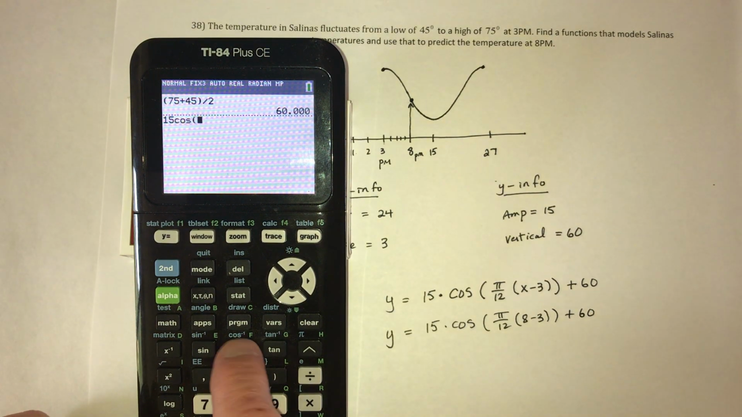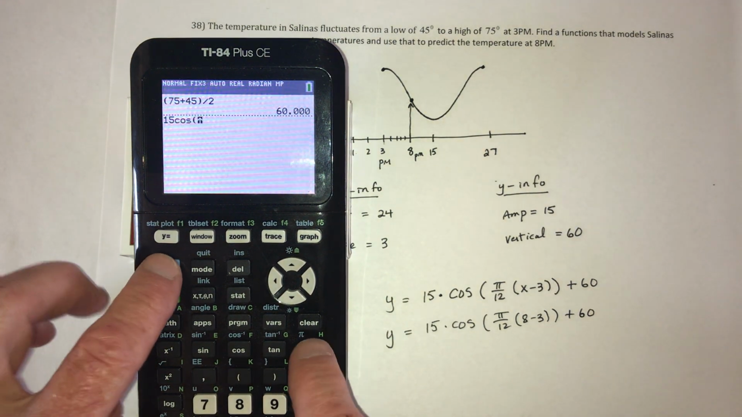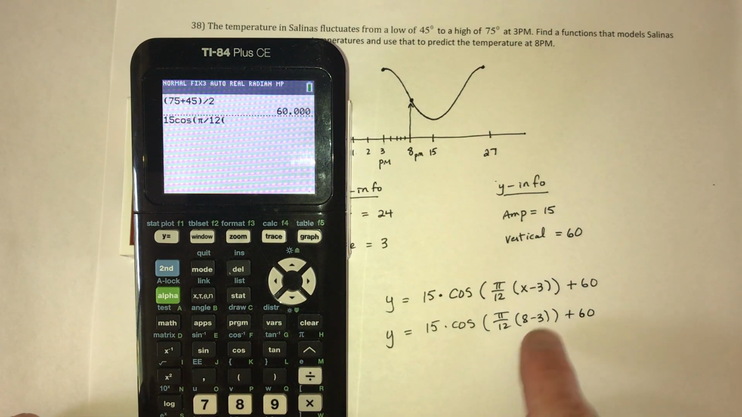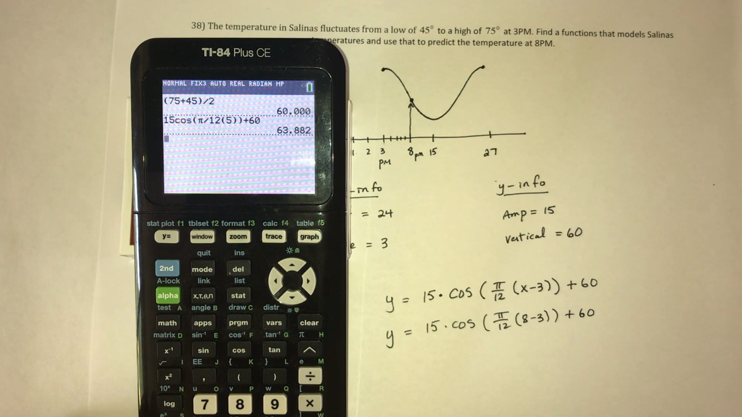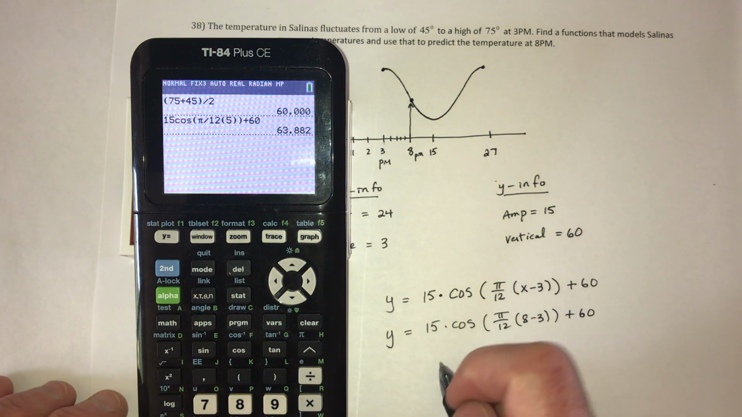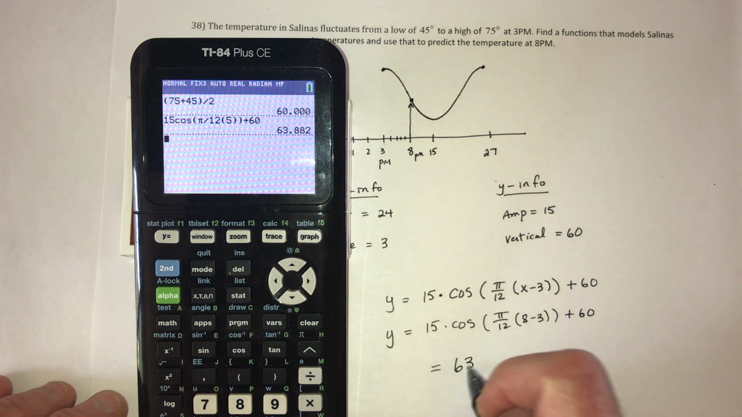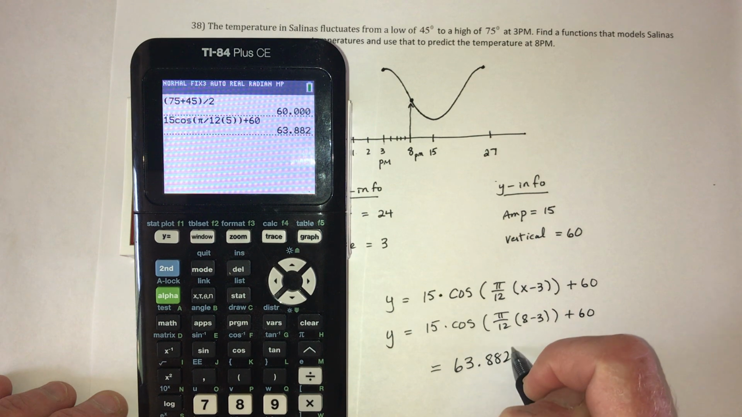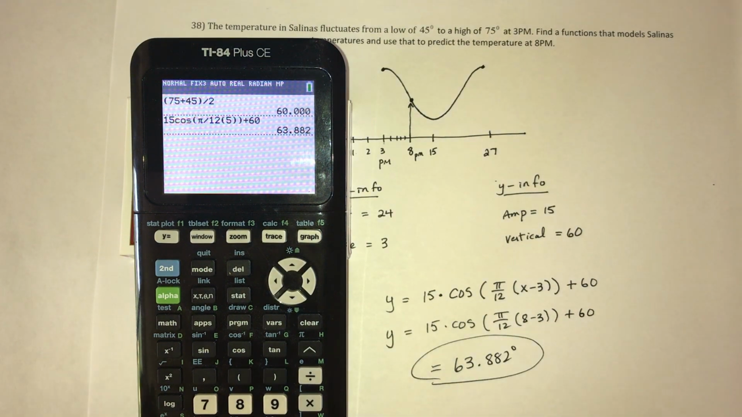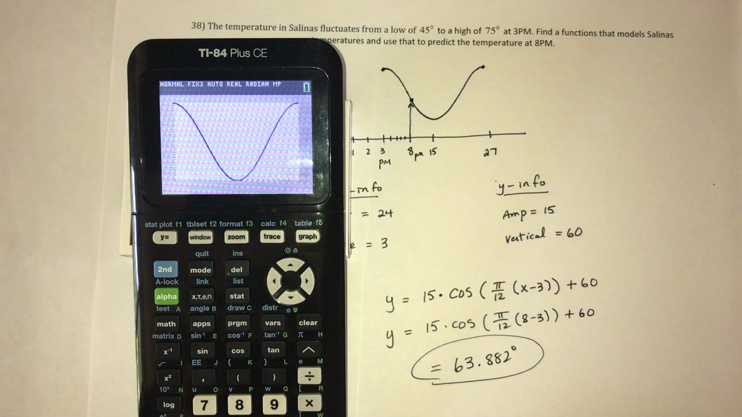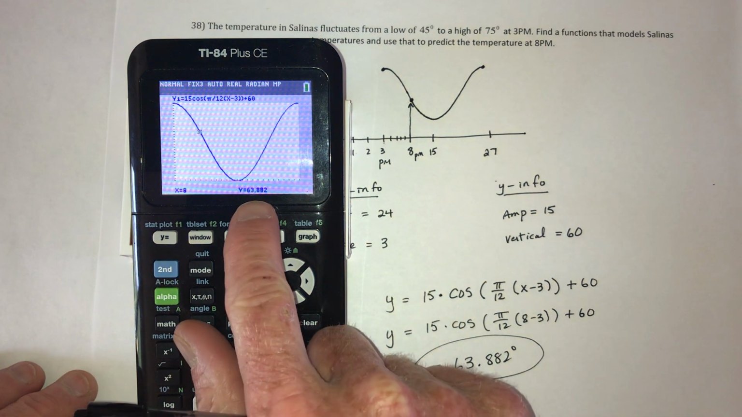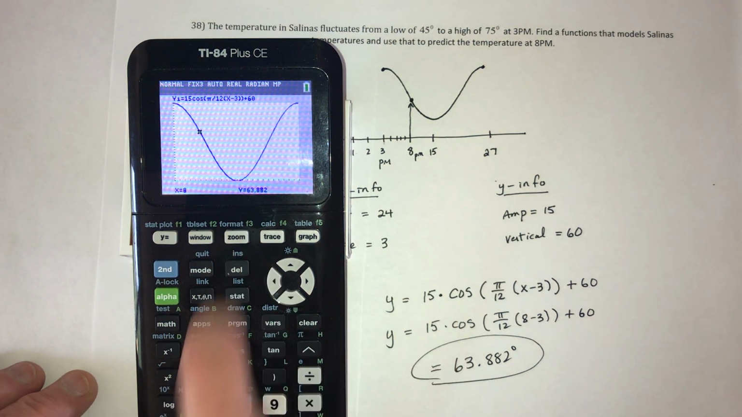So 15 cosine, and then pi over 12, parentheses, 8 minus 3 is 5, double parentheses, plus 60. Oh, it's actually 63 degrees. 63.882 degrees. And even that answer I can double check. Look at the graph, go to trace, plug in an 8, and hit enter. And it says you should have gotten 63.882.